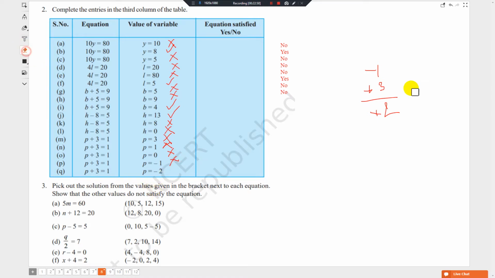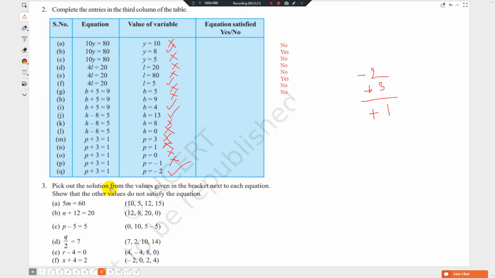Now the last one but not the least, minus 2. Minus 2 plus 3. So put plus 3 minus 2, 1. So we came. So that's how we do it.